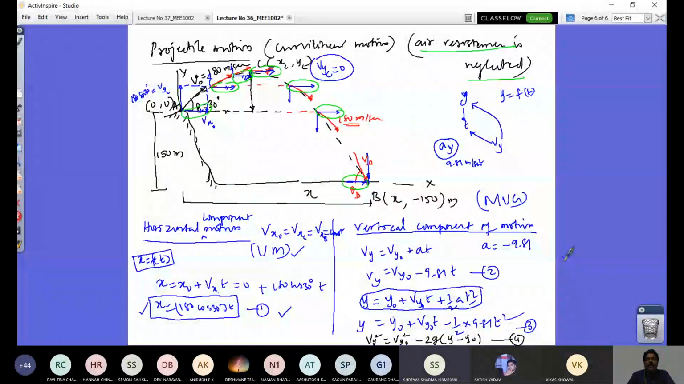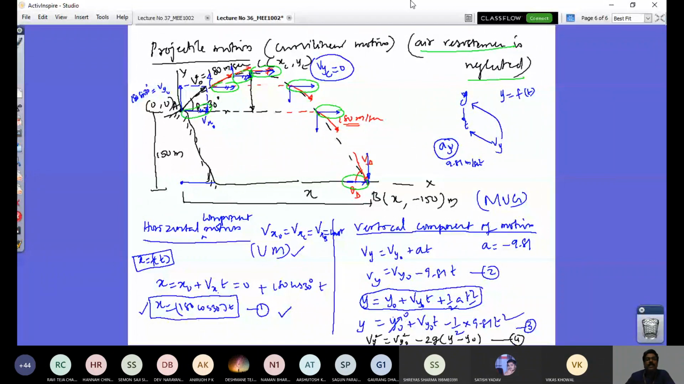Supposing if I take this as reference, then my y naught will be 150 meters. I can choose the reference point on the path. That reference point, I choose point A. In this case, this y naught happens to be 0. So this happens to be 0.